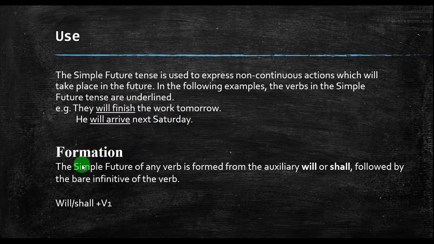Now let's learn about its formation. The simple future of any verb is formed from the auxiliary will or shall followed by the bare infinitive of the verb. So simple future को बनाने के लिए हम will shall का इस्तेमाल करते हैं, उसके साथ verb की first form लगाते हैं. Bare infinitive means the base form of the verb, that is the very first form of the verb. Right.